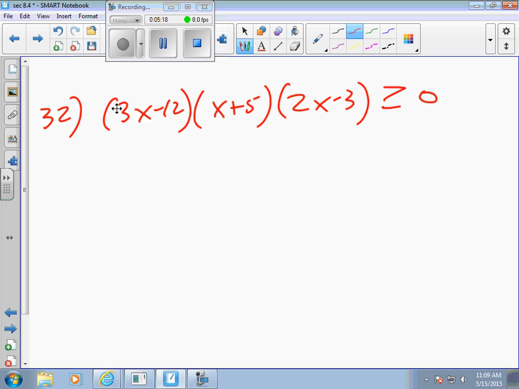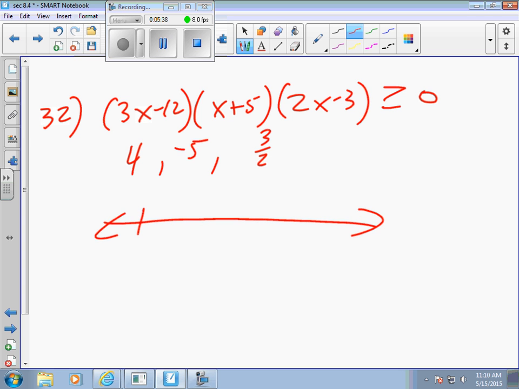Opposite of this over this gives me 12 over 3. The opposite of 5 is negative 5 over 1. And 3 over 2. This one I'm going to simplify to a 4 because 12 thirds is the same as 4. Let's put these on a number line in the order that you would find them on a number line.